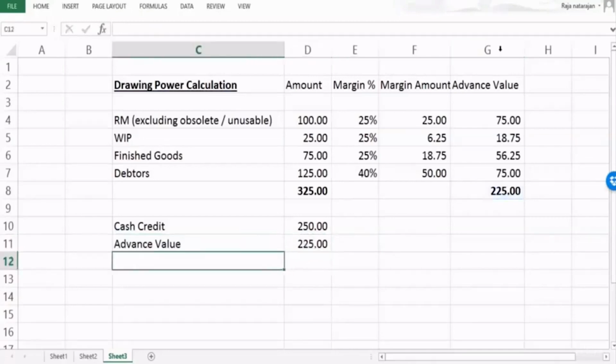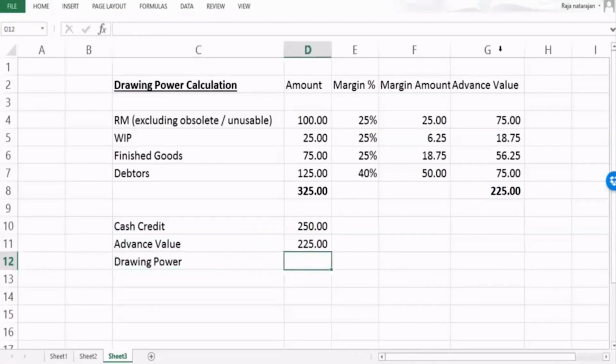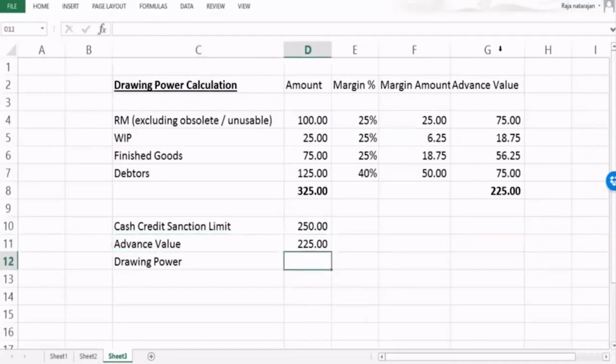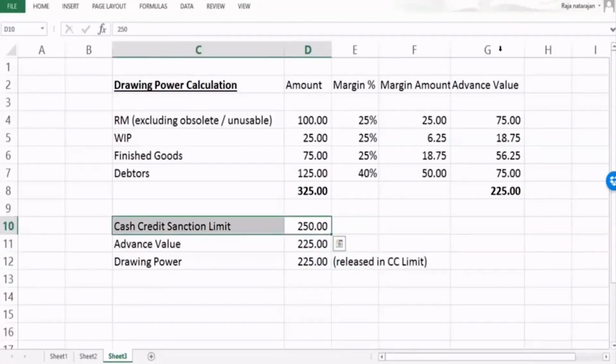So now comes the exact role of drawing power. Drawing power is going to be the lowest of the above two. So you have to compare the cash credit sanction limit with the advance value, whichever is lower. You have to go by the lowest, that is the advance value, and this is going to be the drawing power. It means only this fund will be released in the CC limit, even if you have the sanction limit as 250 million.